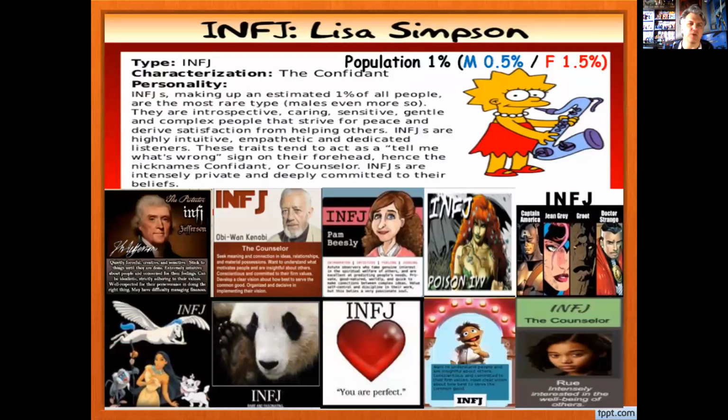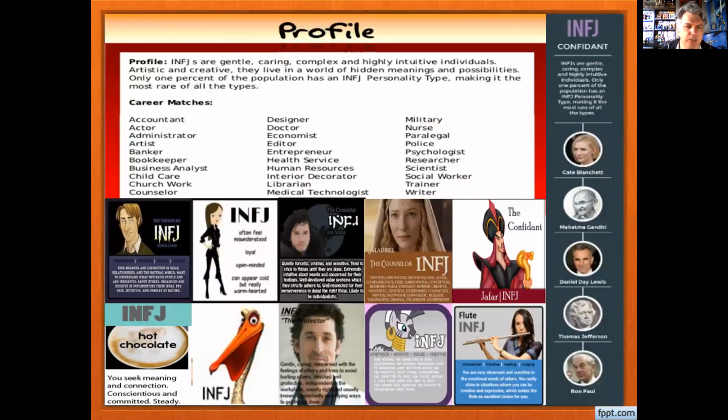And then finally, the last group you have is the INFJ, which is the rarest of personalities, only 1% of the population, 0.5% male, 1.5% female. These are the confidants. These are introspective, caring, gentle, complex people striving for peace, who don't want to rock the boat too much. Very private, deeply committed to their own beliefs, even though they don't share them that much. Thomas Jefferson, probably our shyest of all presidents. Gentle, caring, complex, highly intuitive, individualistic, don't necessarily need groups. The rarest of all personality types, and you see others that sort of go in with that.